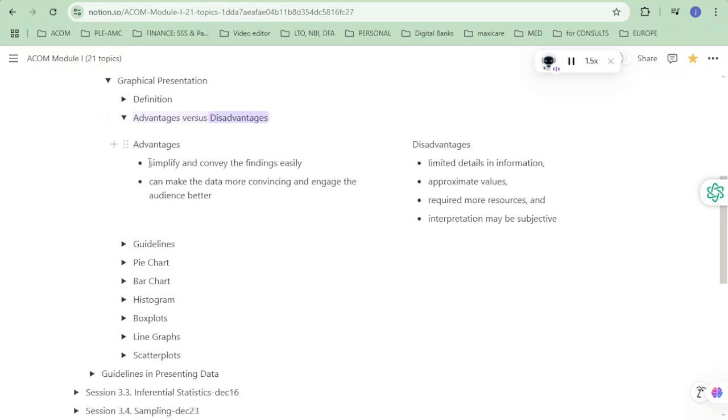Advantages versus disadvantages. Advantages: they simplify and convey the findings easily, can make the data more convincing, and engage the audience better. Disadvantages: limited details in information, approximate values, more resources required, and interpretation may be subjective.